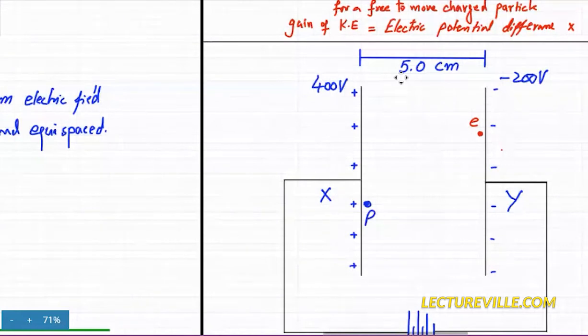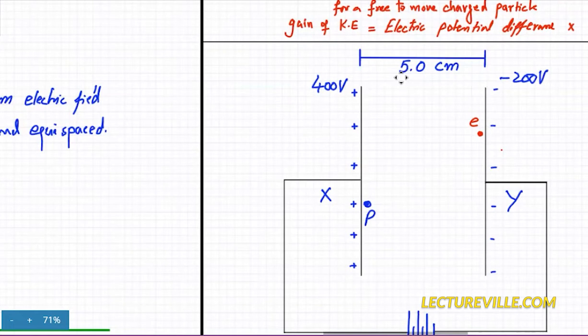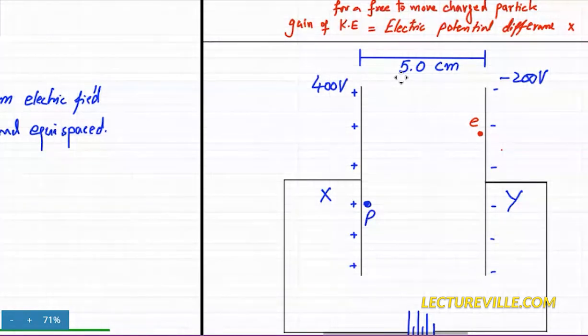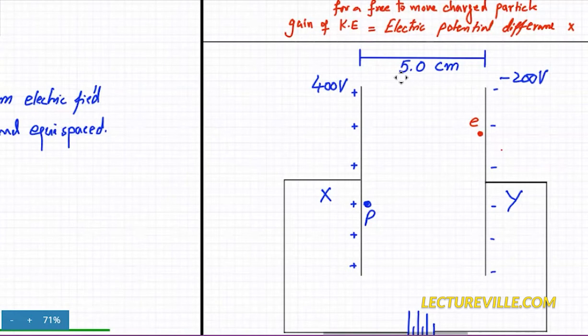Go ahead, keep going. V is for the volt divided by meter. Voltage per meter. Good. Exactly. That is what I wanted to hear. Vm minus 1. Okay. Volt per meter.